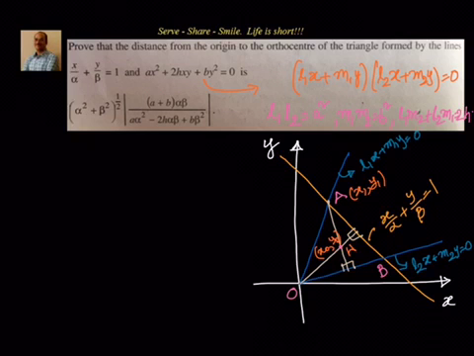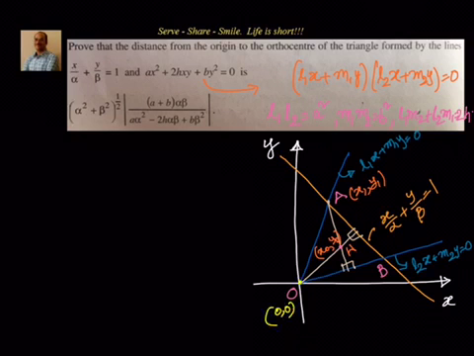So what is the approach we have to follow now? Let's understand the steps. I have to find the distance from the origin to the orthocenter. That means first I have to find the coordinates of the orthocenter. To find the coordinates of the orthocenter, I have to find the altitudes, because the orthocenter is the point of intersection of altitudes. To find the altitudes, you have to know all the equations and also the vertices. At least two vertices we should know. Lucky for us, we know one is (0, 0).